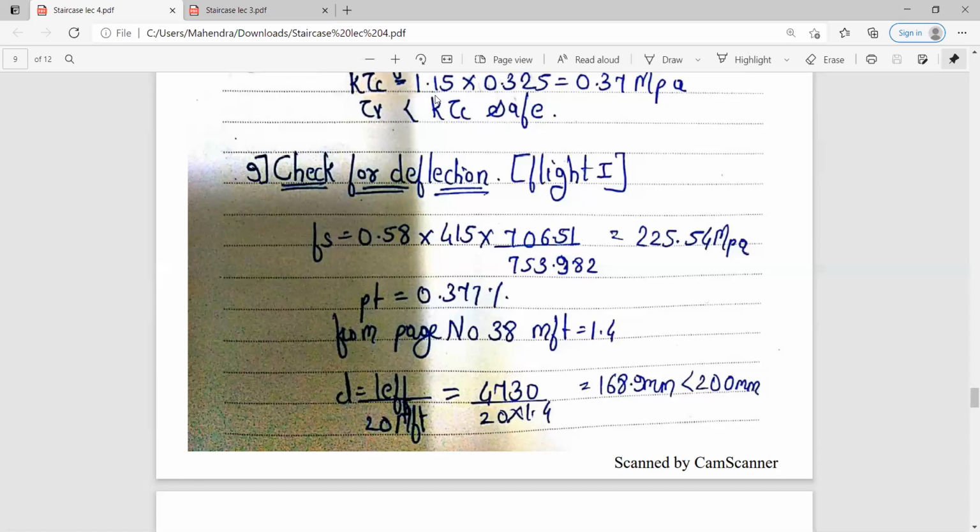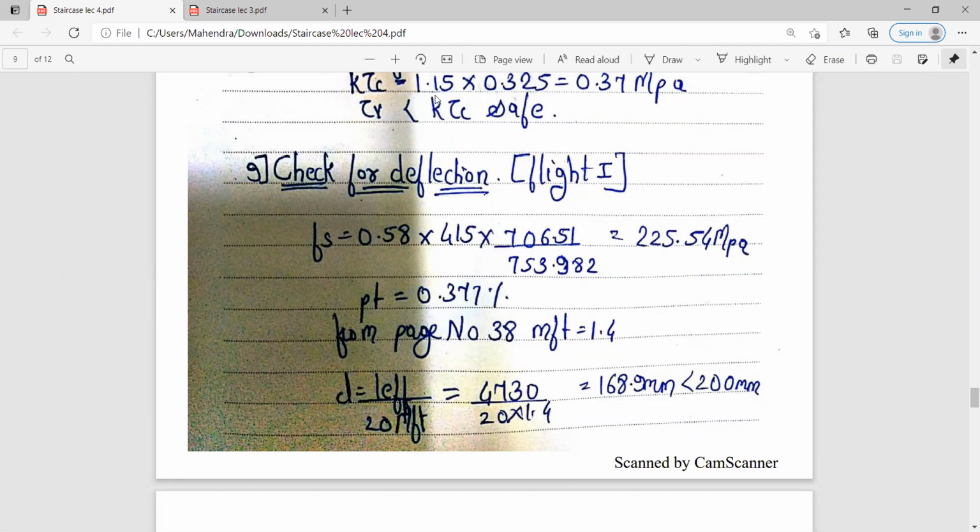So AST required for flight 1 and 3 you had got 706.51 and AST provided you had got 753.982. So from that you get Fs as 225.54 megapascal, and percentage minimum already you had calculated earlier, that is 0.377%. So from page number 38, modification factor is 1.4.